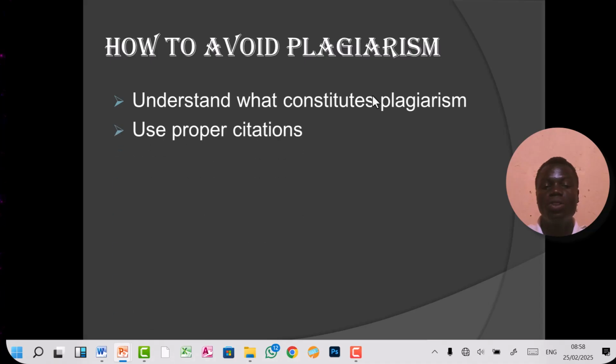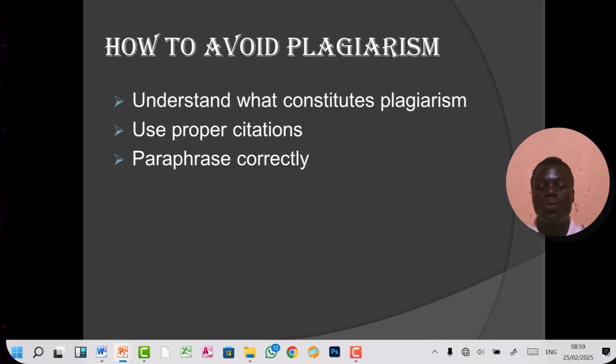And therefore, we also need to use proper citations. You can use in-text citations when you refer to an idea. You can use the APA format, the Chicago style, or the MLA format, depending on the course of your discipline. Like my institution here, we use the APA format, and if your institution uses Chicago style, then you need to go by that discipline. And you also need to know the quotation, such that you use quotation marks when directly quoting someone's work and include the source of the information to avoid plagiarism.